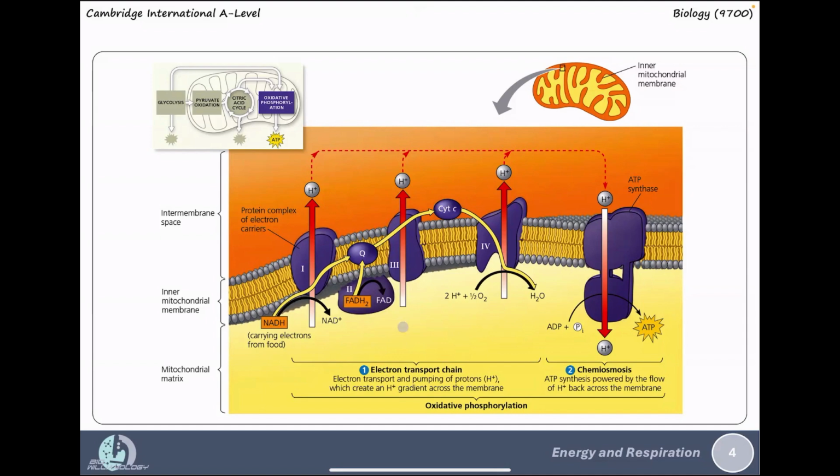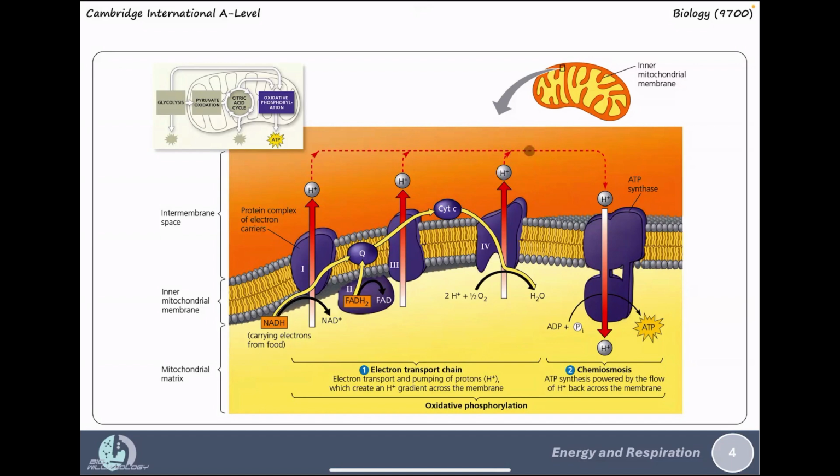However, you can see that due to the accumulation of positively charged protons in the intermembrane space and the lack of positively charged protons in the mitochondrial matrix, we can actually describe this gradient as an electrochemical gradient, due to the uneven distribution of charge.